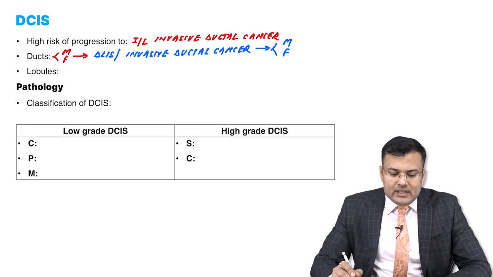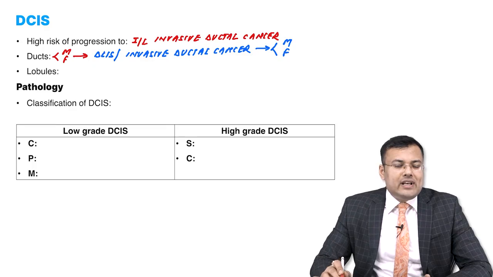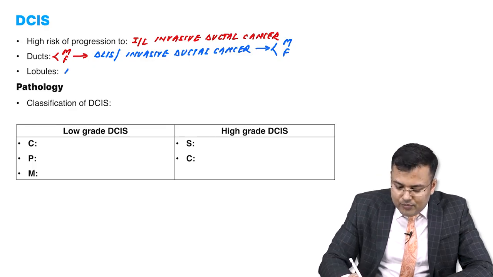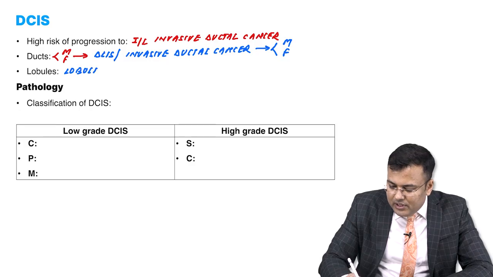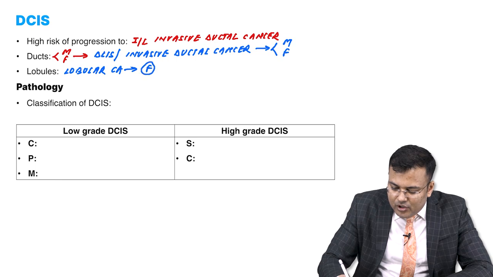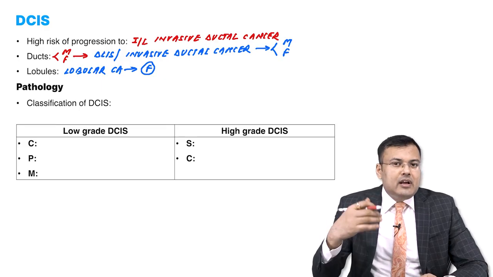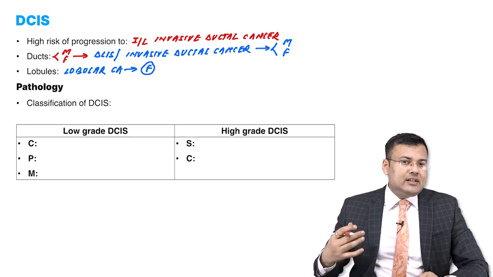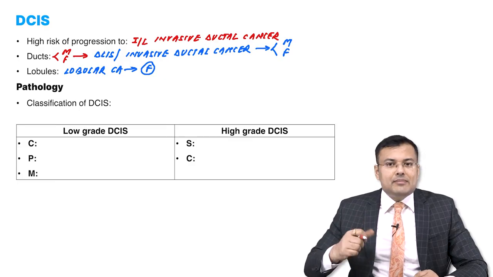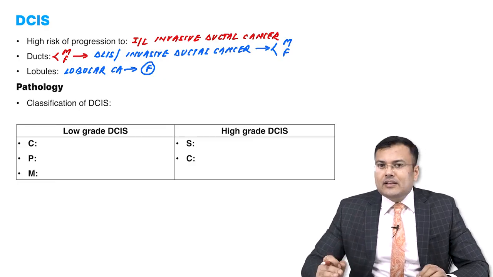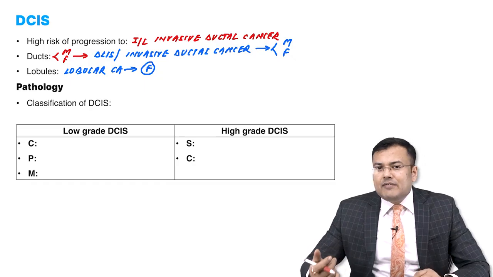But lobules are exclusively seen in females. That's why lobular carcinoma is only seen in females. What is the problem? If you see DCIS, it is going to increase the risk of breast cancer in the ipsilateral breast only. It increases the risk of ipsilateral invasive ductal cancer.